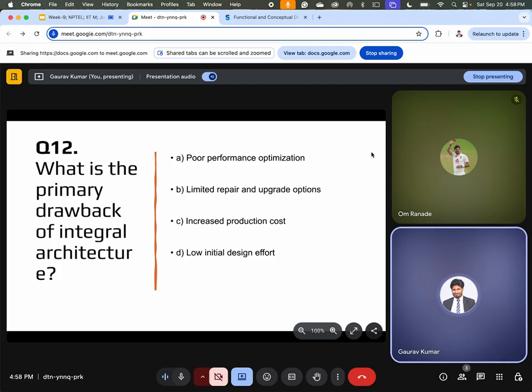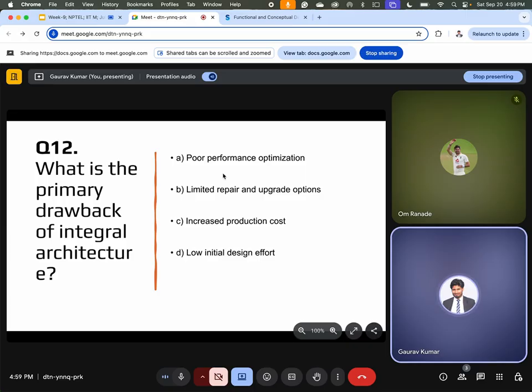So basically, integral architecture prioritizes compactness and high performance by merging multiple functions into fewer components. While this yields a tightly optimized design, it creates significant challenges for repairs and upgrades. So components cannot be easily isolated, meaning a fault in one area often impacts the whole system.